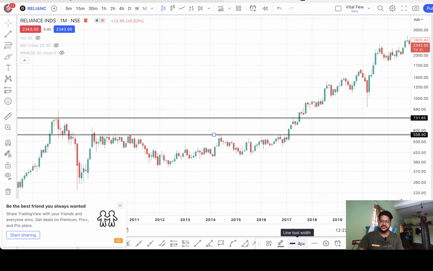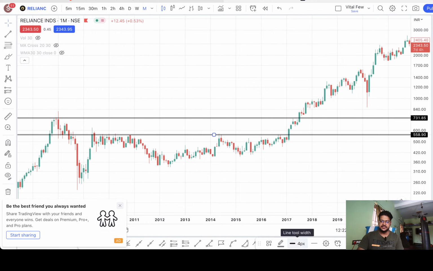Okay, so this was the resistance long back in 2015, and then it acted as a support late in 2020 in the COVID crash. Okay, this is the COVID crash. So the support resistance levels actually stay valid for a very long time, even for the entire lifespan of the stock if it is going sideways. Okay, so marking this level is very important.